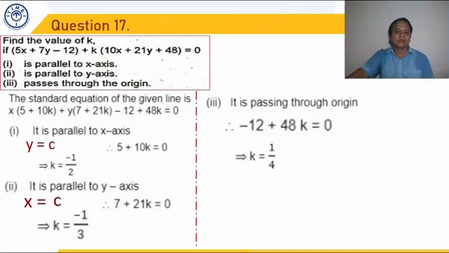So the value of k comes out to be 1 by 4. Basic results we used: passes through origin, constant term equal to 0. Parallel to the y-axis, of the form x equal to c, we put the coefficient of y equal to 0. Parallel to the x-axis, of the form y is equal to a constant, coefficient of x equal to 0.